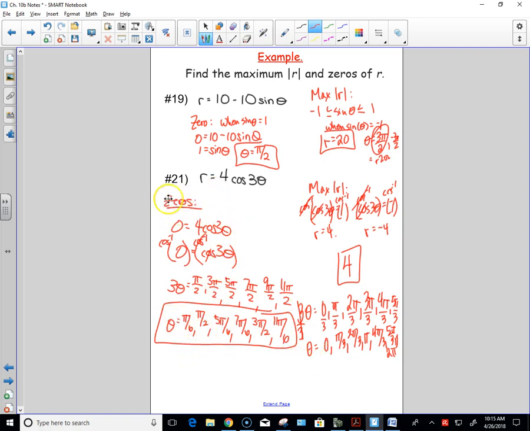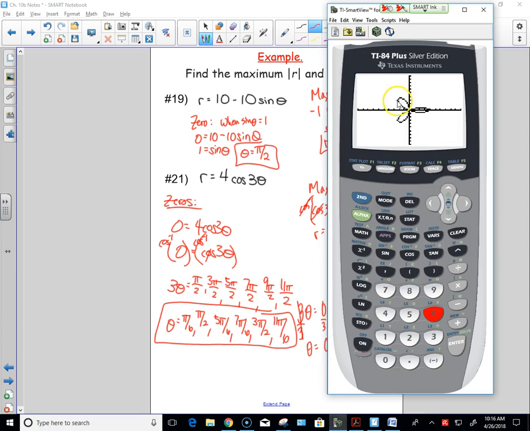This one, when did it go through the pole? When did r equal 0? This one, when did it hit the outermost, which in our picture would be when it hit these outer edges. Does that make sense, the difference?